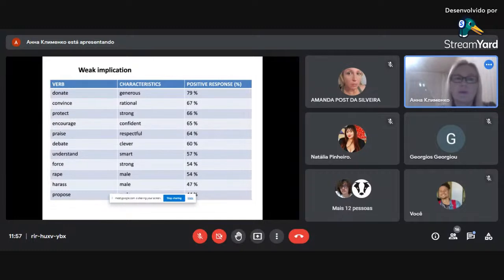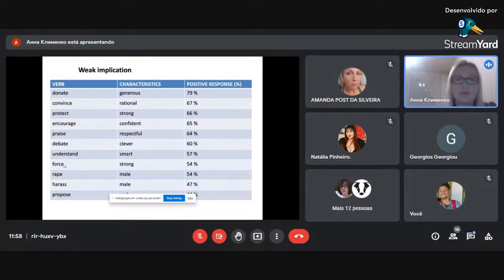However, we could say from this chart that gender characteristics are not strongly implicated in the verb meaning, at least in a foreign language: only 54% of our respondents agreed that a person who rapes is male, or a person who harasses is male. We also have results showing that even if the verb belongs to a certain semantic group, like intellectual verbs, which activate the characteristics of intellect, it doesn't prove that the characteristics of intellect are strongly associated with the verb predicate, at least not in a foreign language.